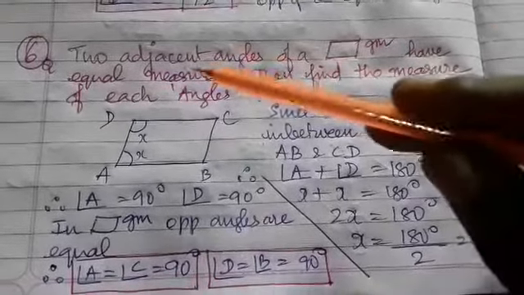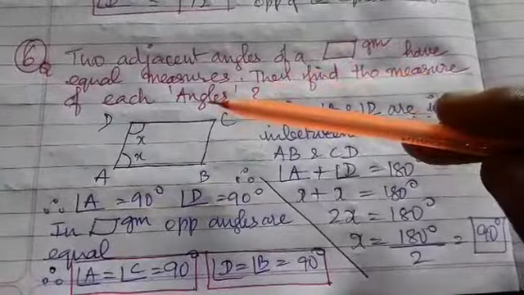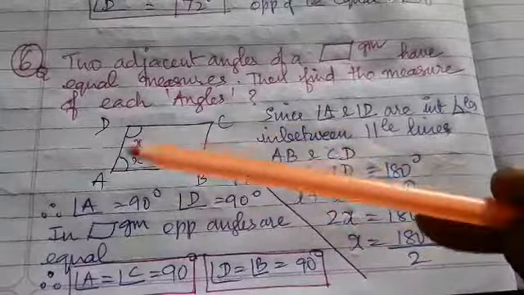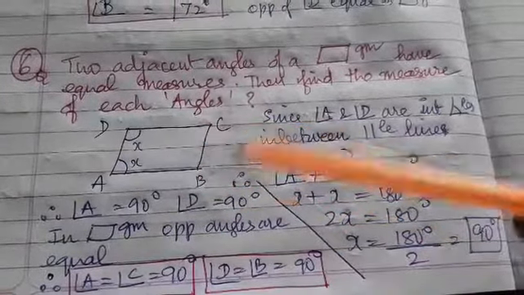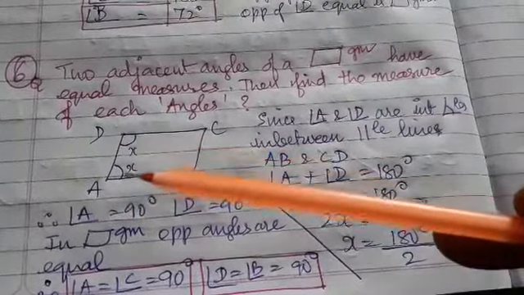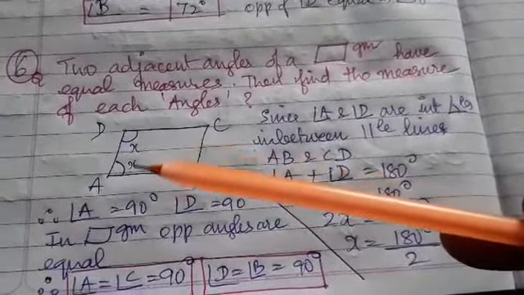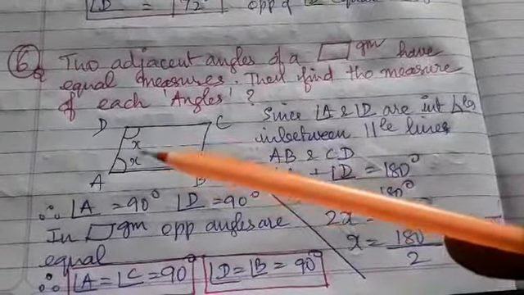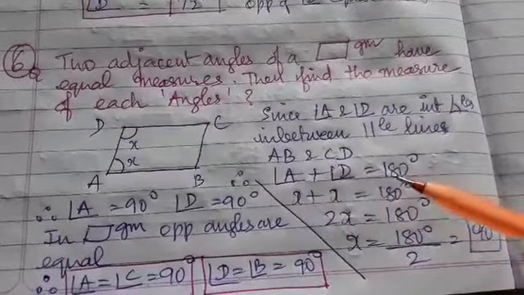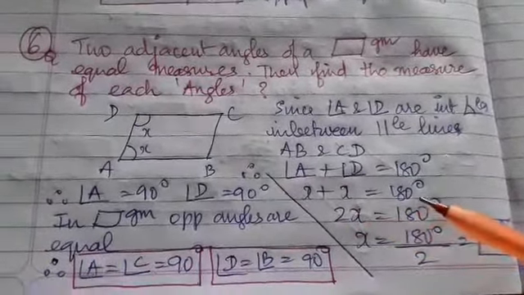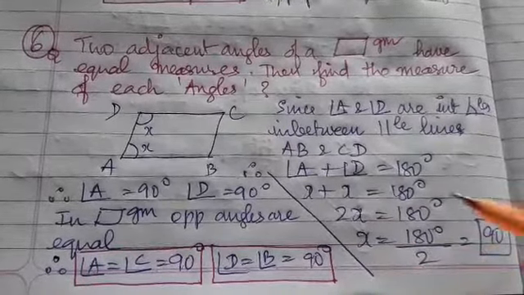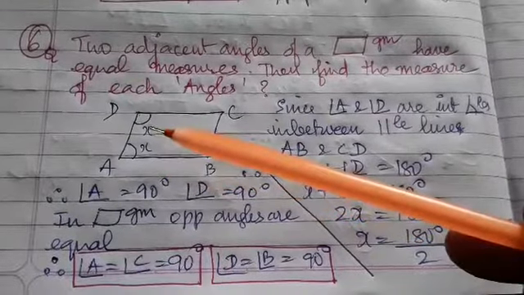What is given there? Two adjacent angles of a parallelogram have equal measure. Then find the measures of each angle. Suppose ABCD is a parallelogram, AB is parallel to CD, BC is parallel to AD, and A and D are adjacent angles. Two adjacent angles I am taking as x and x; they are telling these two are equal. These are interior angles between parallel lines. So angle A plus angle D equal to 180 degrees, x plus x equal to 180 degrees, and 2x equal to 180 degrees. So x equal to 180 upon 2, so 90 degrees.